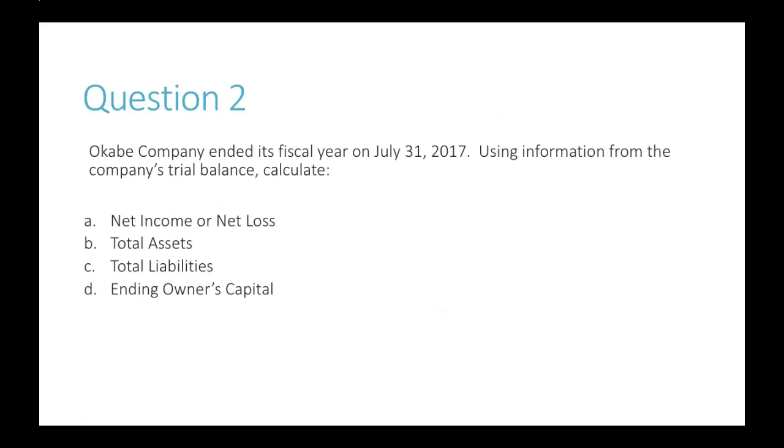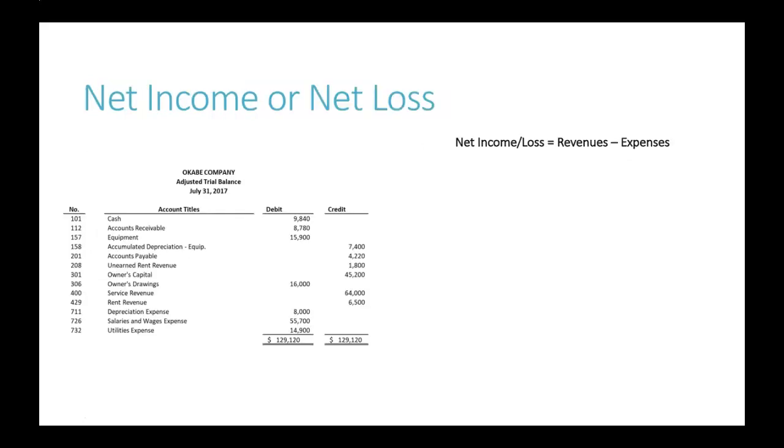So question number 2. We need to use a trial balance to help us calculate net income or net loss, our total assets, our total liabilities, and our ending owner's capital. All right, so we have this trial balance for us. We have a bunch of different accounts here. The first step is to figure out our net income or net loss. Well, we were just talking about that with the income statement, right? You find that by taking your total revenues and subtracting out your total expenses. So revenues minus expenses get you your net income or net loss.